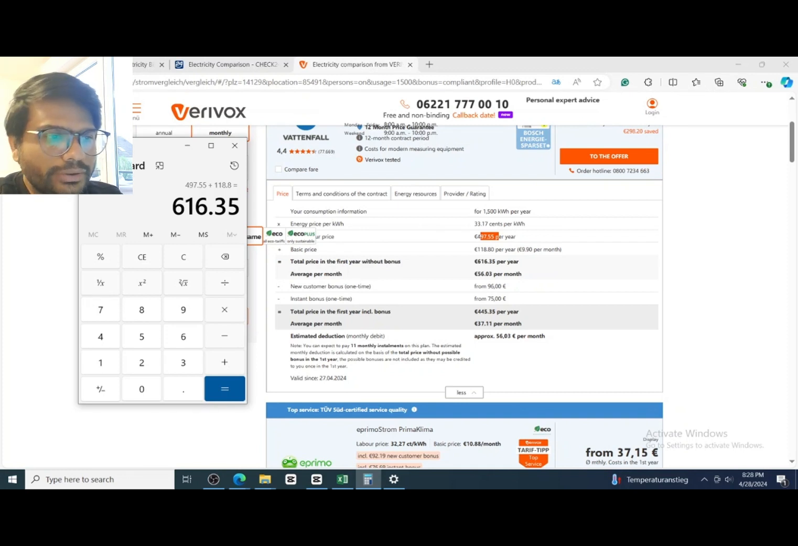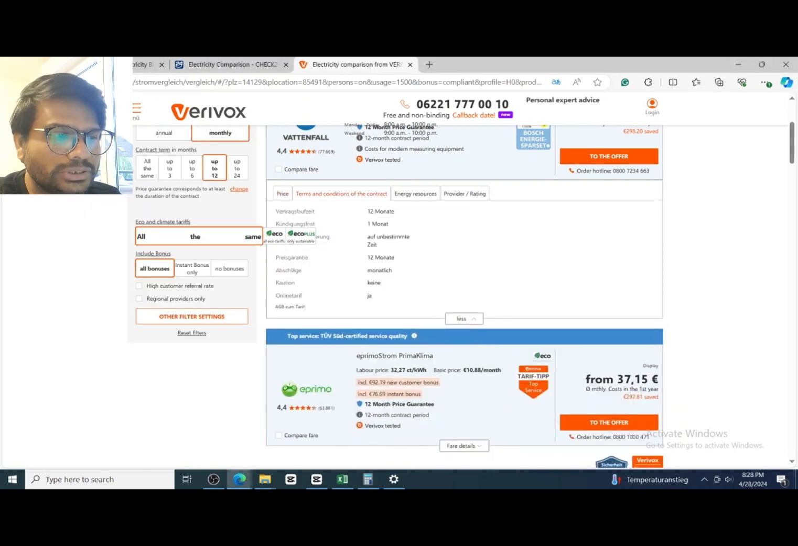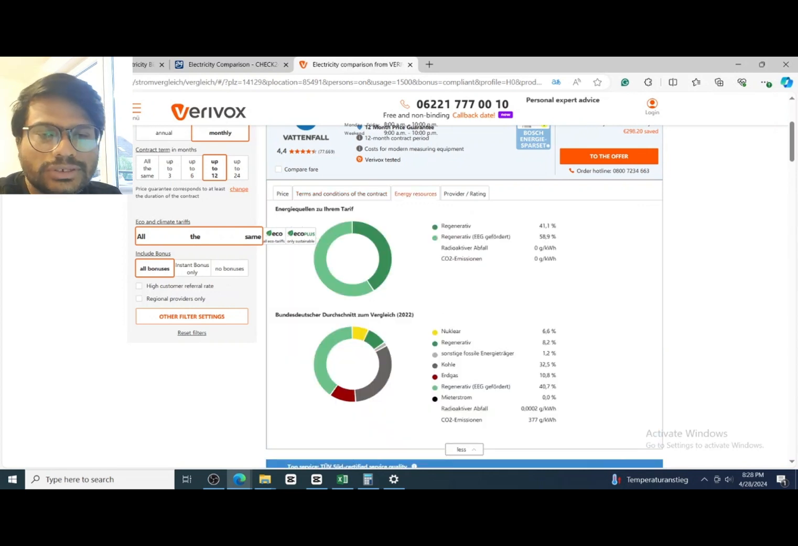You will also get the terms and conditions. Basically, you have a 12 month contract. Of course you can cancel it, but you have to give one month of prior notice. You will also get to know the sources of your energy, because there are clean sources, renewable energies, and different varieties of energy. That is a different topic, but you will get to know the source of your energy.